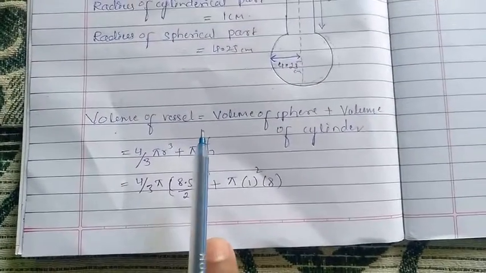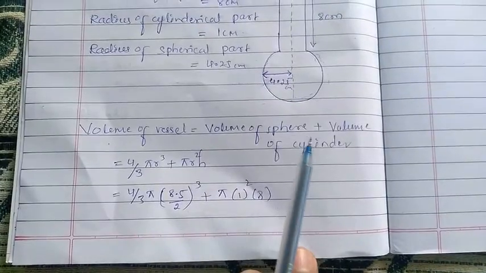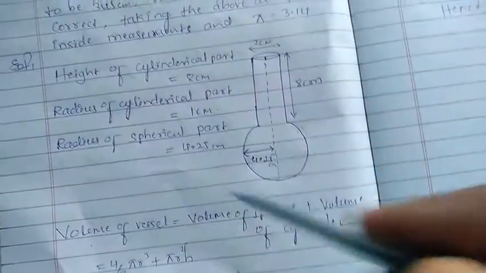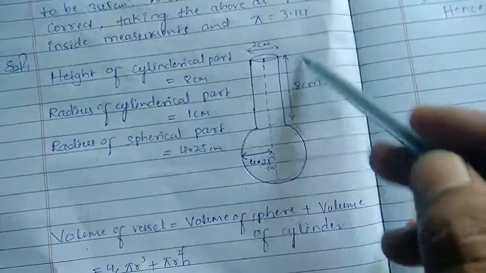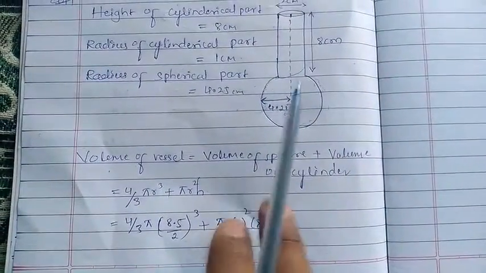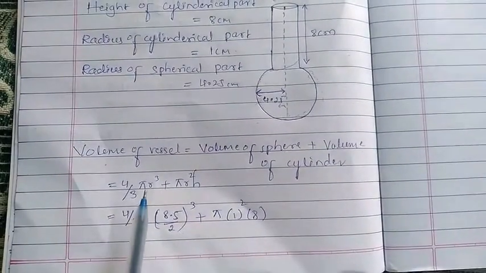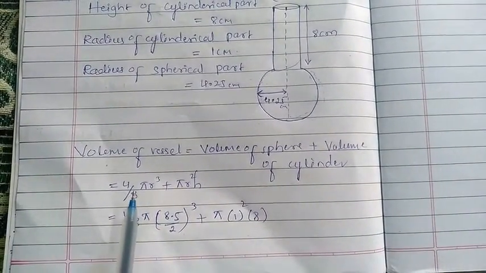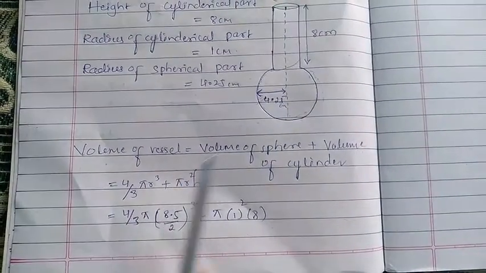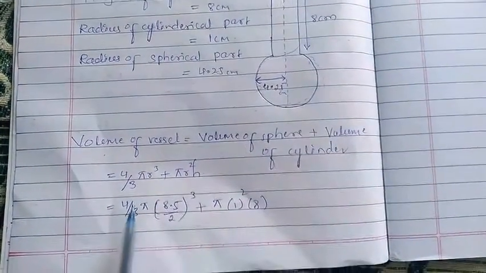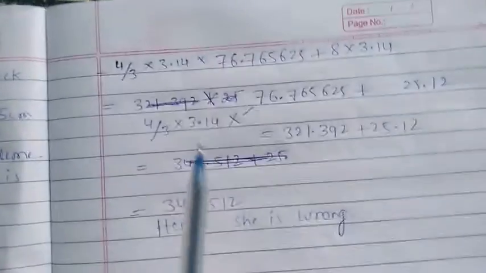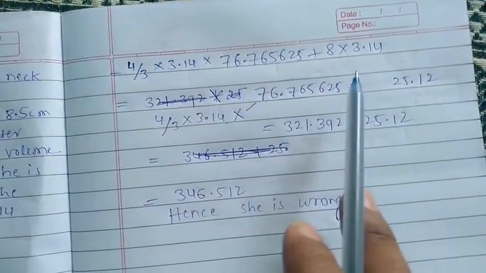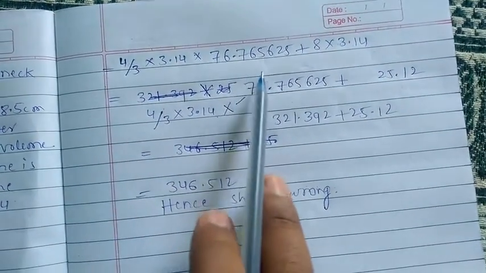Now come to the volume of the vessel, which is equal to volume of sphere plus volume of the cylinder. So total volume of vessel, meaning total container, is equal to volume of this cylinder plus volume of the full sphere. Correct, children? First I write the volume of the sphere formula: 4 by 3 pi r cube. Sphere, not hemisphere, children. 4 by 3 pi r cube plus volume of cylinder pi r square h. Then substitute the values. See, all values you have to put and simplify.